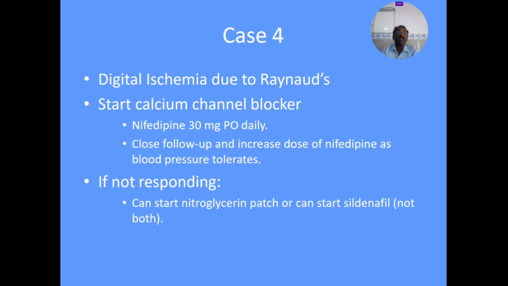You prescribe a calcium channel blocker like nifedipine. So nifedipine 30 milligrams, close follow-up, and increase the dose of nifedipine as the blood pressure tolerates. When the patient's blood pressure is normal, you can slowly increase the dose. If not responding, you can start nitroglycerin patches or sildenafil. So these three are the answers for distal ulcers due to Raynaud's: calcium channel blockers, sildenafil, nitroglycerin patch.